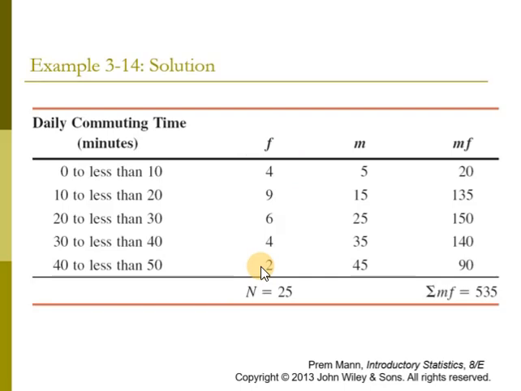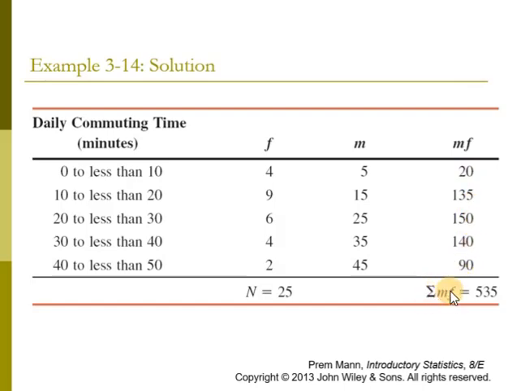To calculate the mean, we first find the midpoint of each class. The midpoint m equal to 5 is obtained from the middle value of the class 0 to 10, which is 5. 15 is the middle value of the class 10 to 20, which is 15. You do the same for the rest of the classes. MF, the last column here, is obtained by multiplying the frequency with the midpoint. 4 multiplied by 5, you get 20.